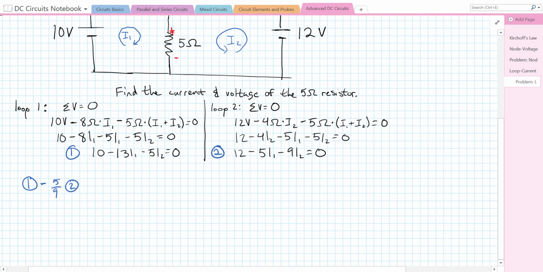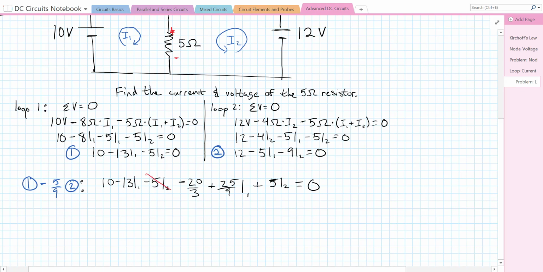And equation 1 is, of course, 10 minus 13I1 minus 5I2. We're subtracting off 5/9 times this other equation over here. That's going to give us minus 20 over 3 plus 25 over 9 I1 plus 5I2. And it's still all equal to 0 because we have 0 plus 0 on the right side.